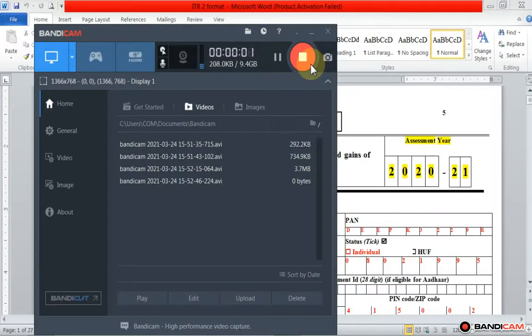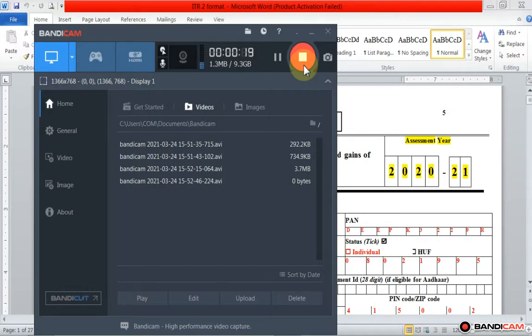Hello students, in our previous lecture we started to study ITR 2. ITR 2 relates to individuals and HUF not carrying on business or profession.